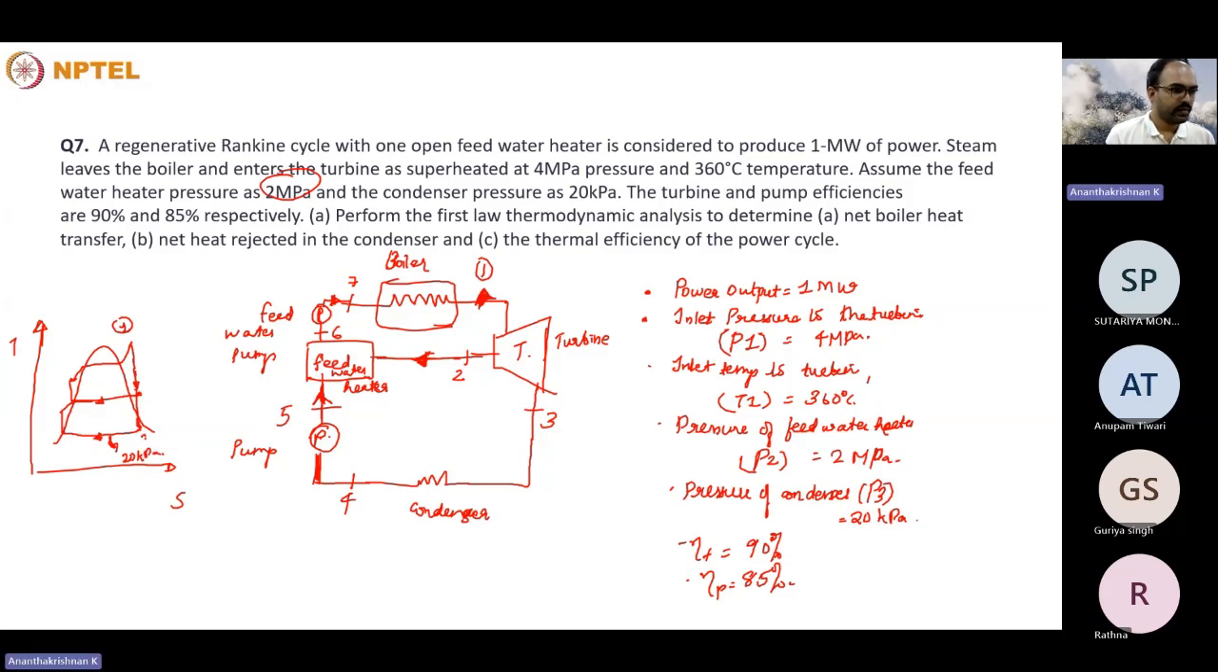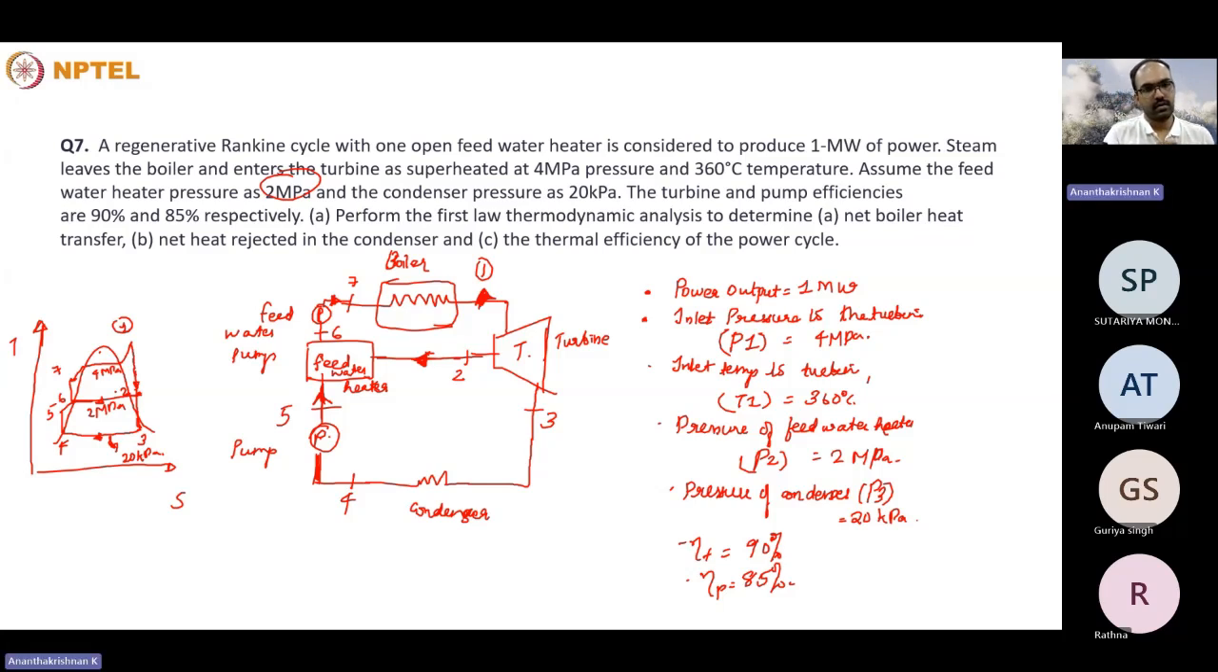So this particular point will be 4, 5 mixed with 2, and we will get the point 6, and it comes out 7. This pressure will be 2 megapascal, and this pressure will be 4 megapascal. This gives the whole Rankine cycle with the regenerative feed water heater on a TS plane.